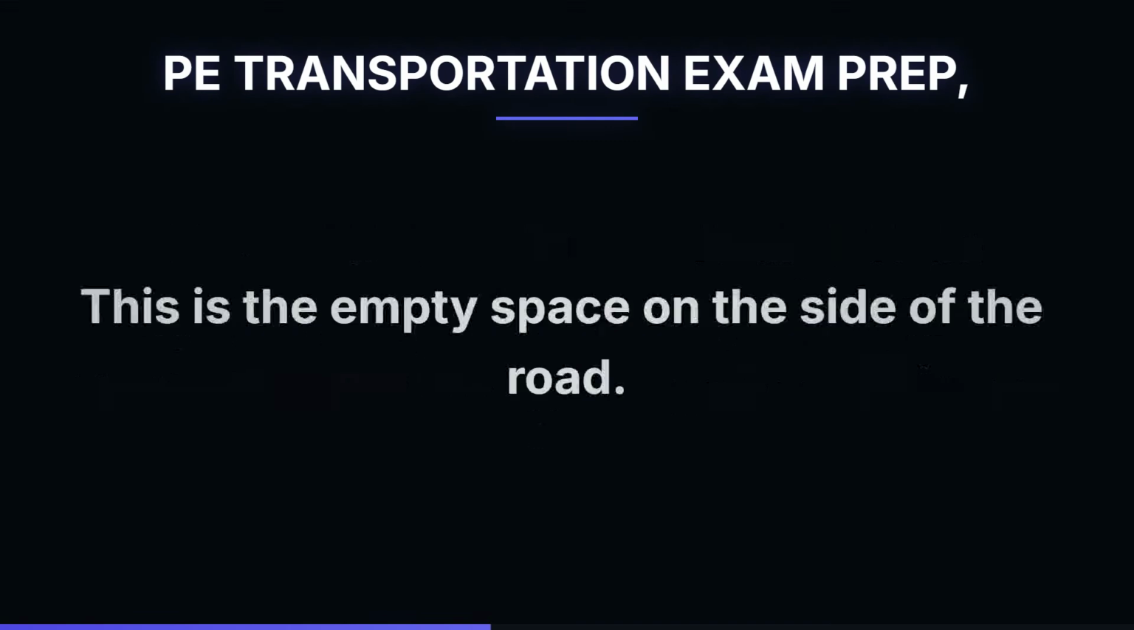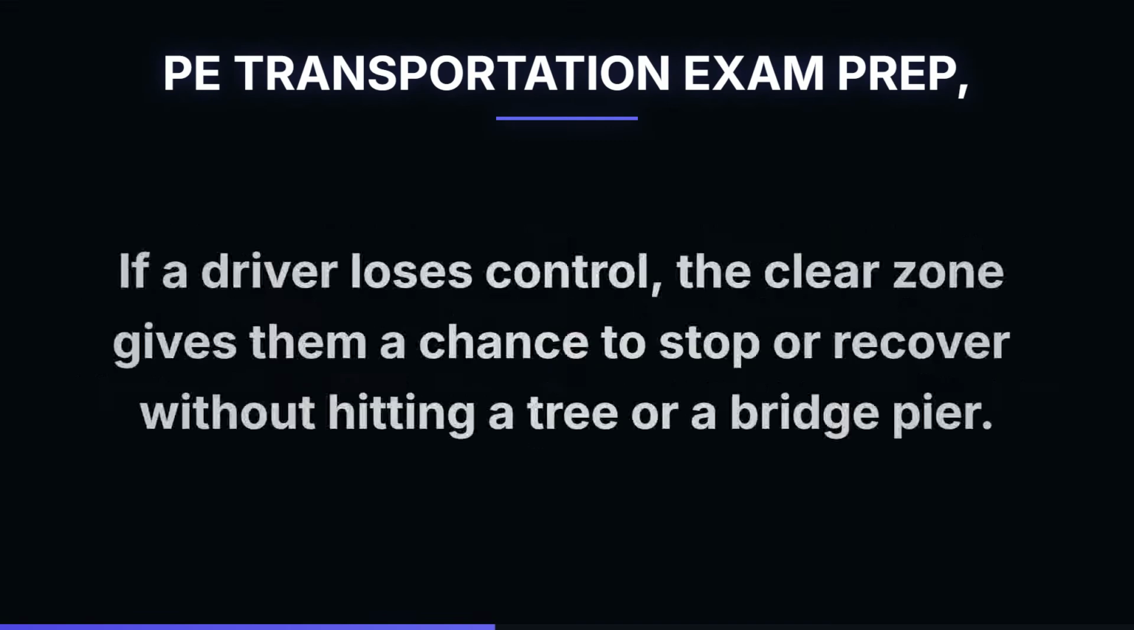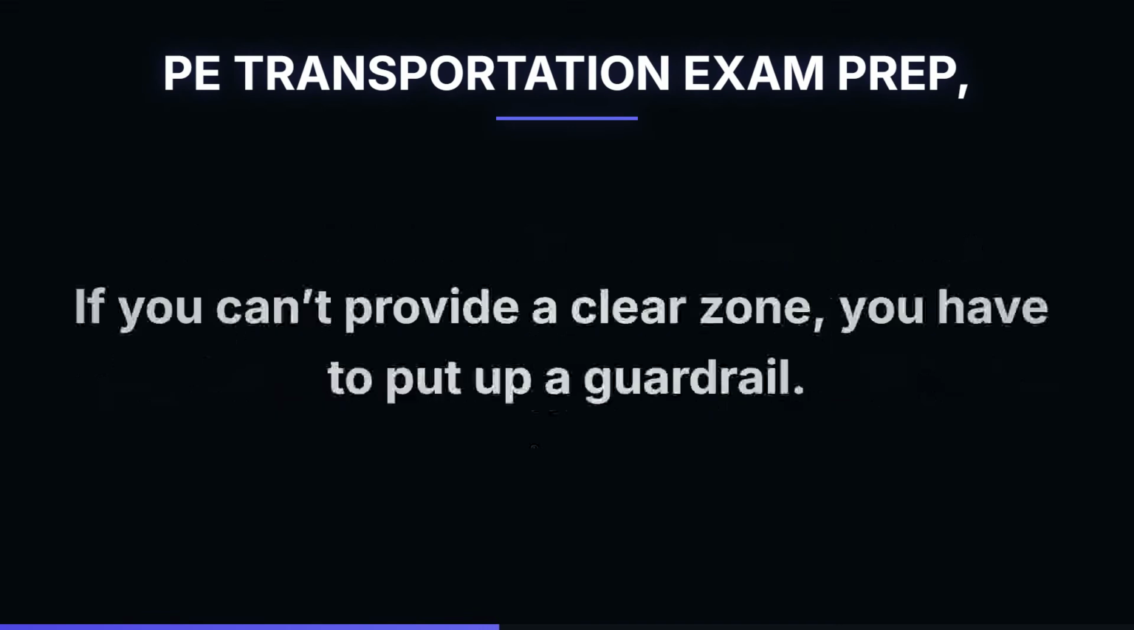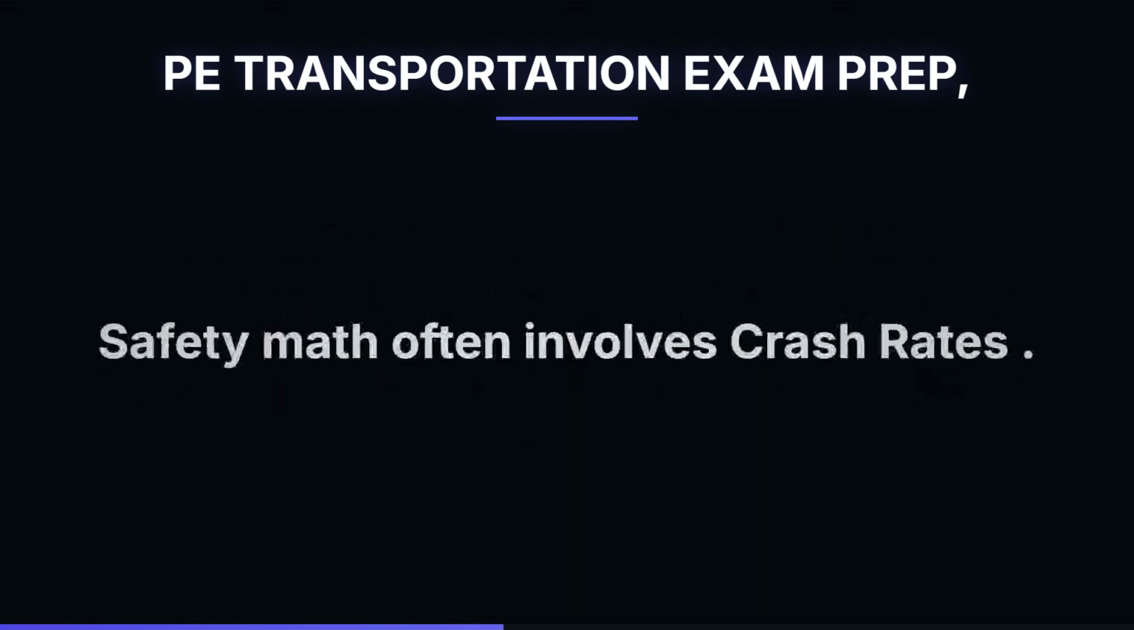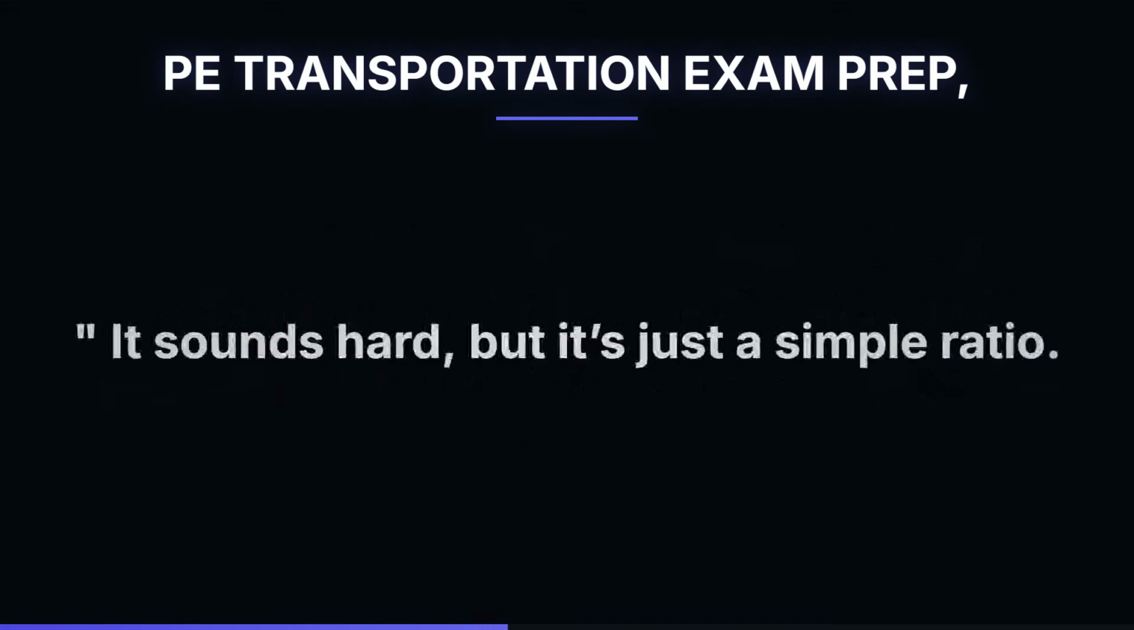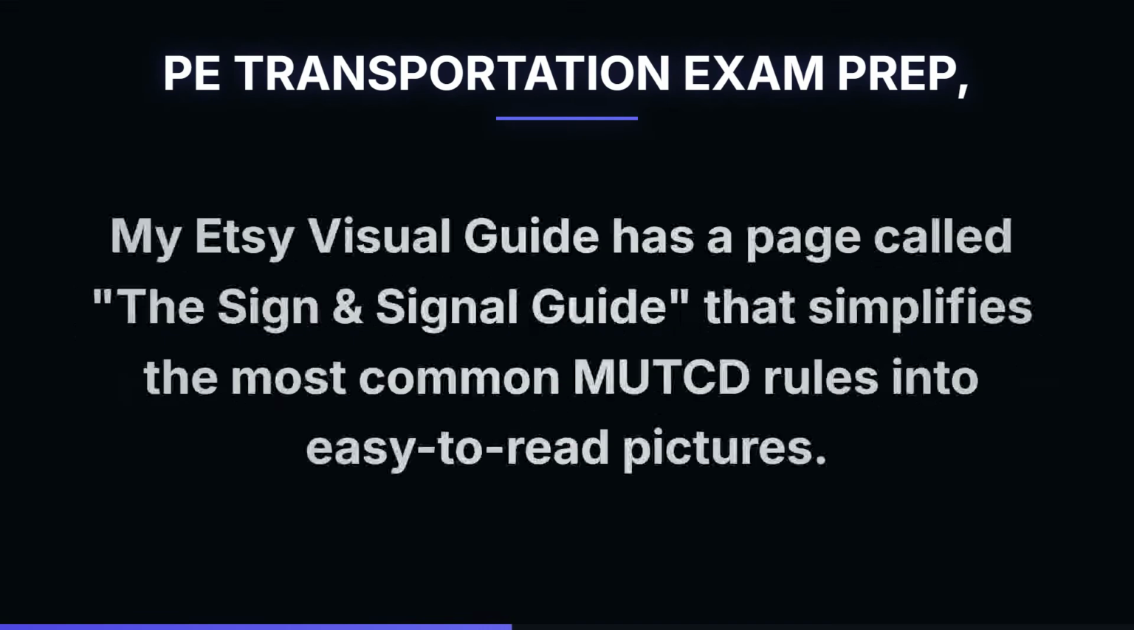This is the empty space on the side of the road. If a driver loses control, the clear zone gives them a chance to stop or recover without hitting a tree or a bridge pier. If you can't provide a clear zone, you have to put up a guardrail. Safety math often involves crash rates. It sounds hard, but it's just a simple ratio.